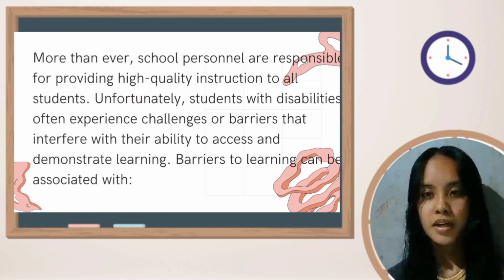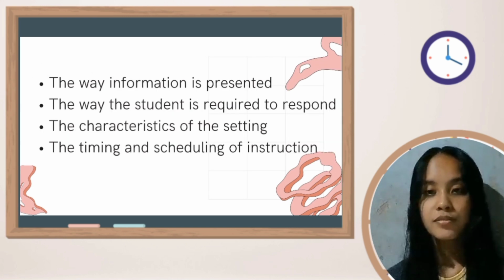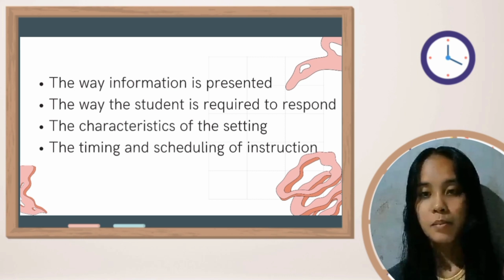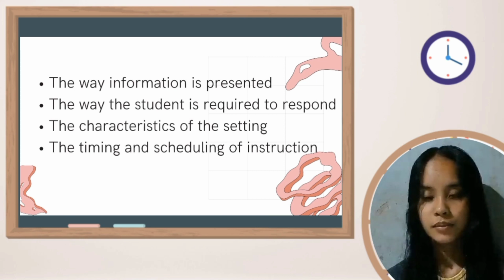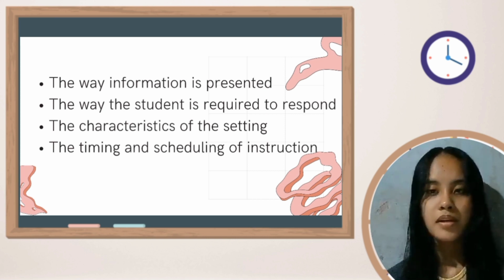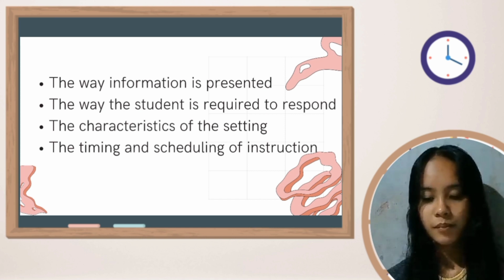Barriers to learning can be associated with the way information is presented, for example text and lecture. Second is the way the student is required to respond, examples are writing and speech. Third, the characteristics of the setting, for example noise and lighting. The last is the timing and scheduling of instruction, for example the time of the day and the length of the assignment.